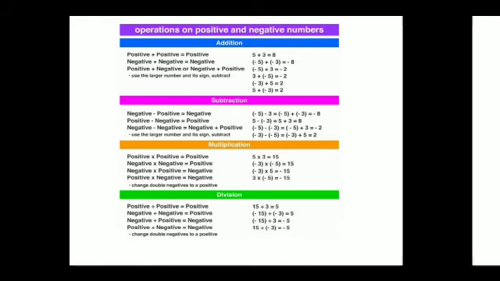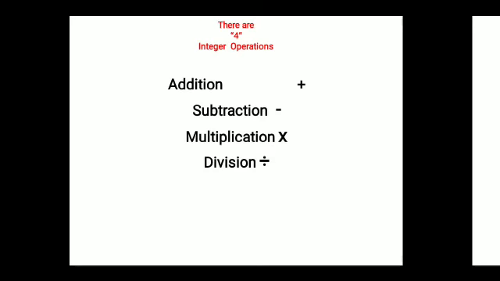In the division case, positive divided by positive is equal to positive. Negative divided by negative, the answer will be positive. Negative divided by positive, the answer will be negative. Positive divided by negative, the answer will be negative. There are 4 integer operations: addition, subtraction, multiplication, division.